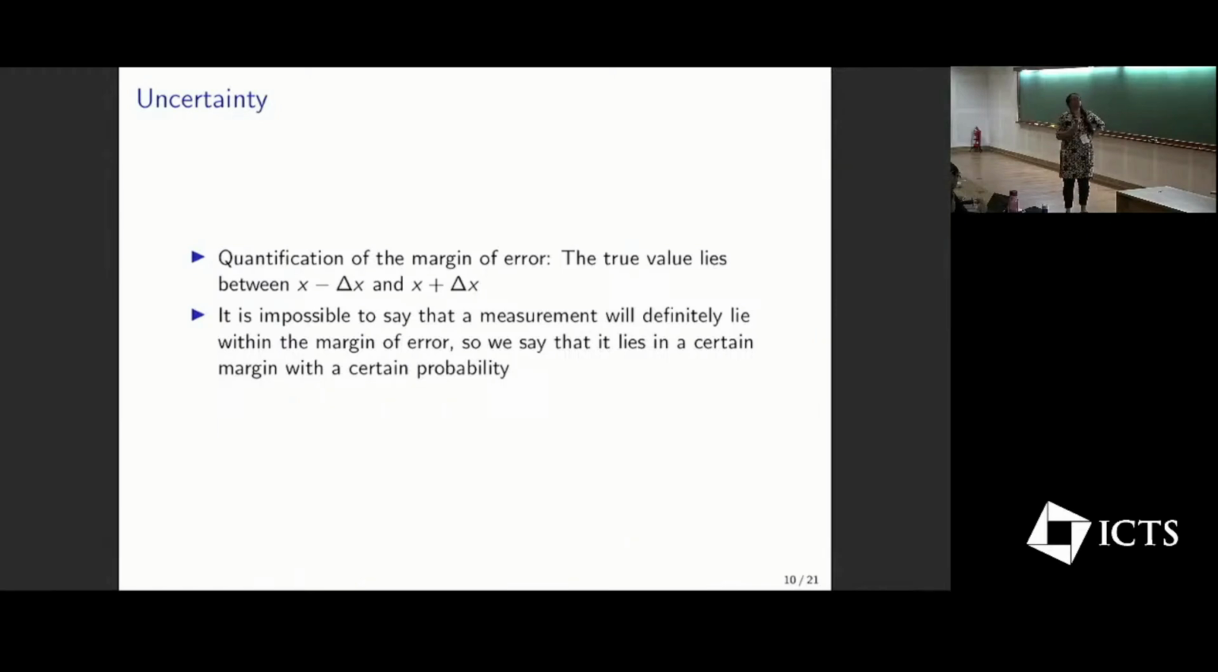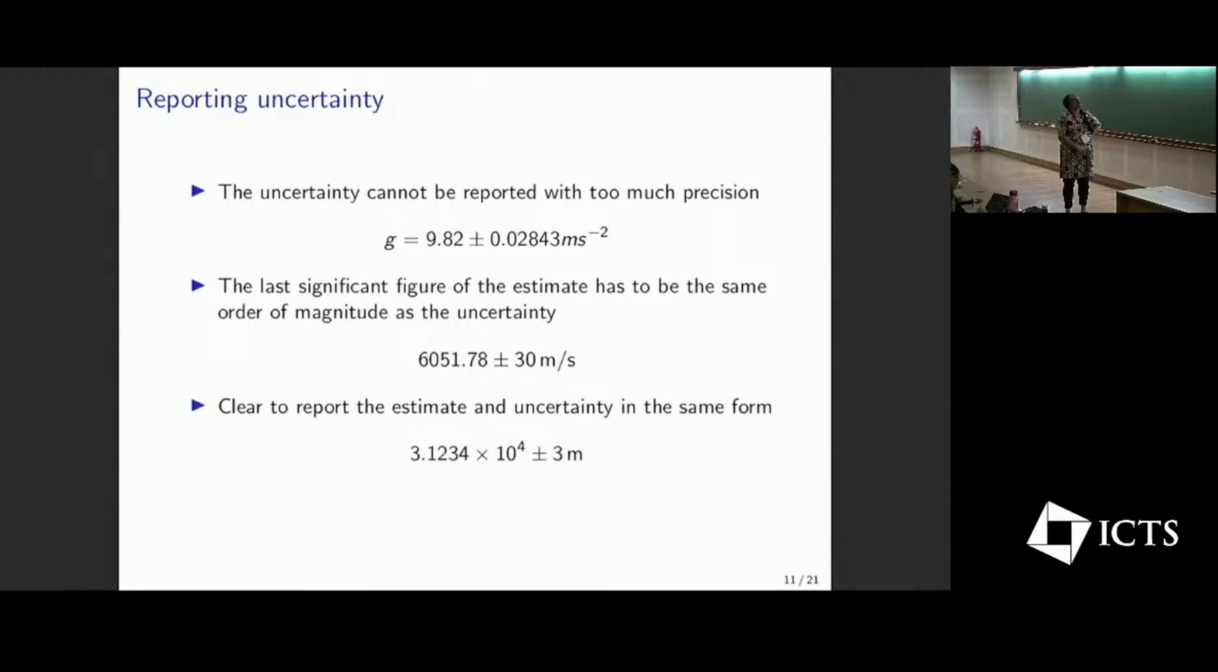So this is just a definition. Let's learn how to report uncertainty. Just as we reported the best estimate, how do your precision and measuring instrument determine how you report the uncertainty? If I look at something like this, this is the number given as G.